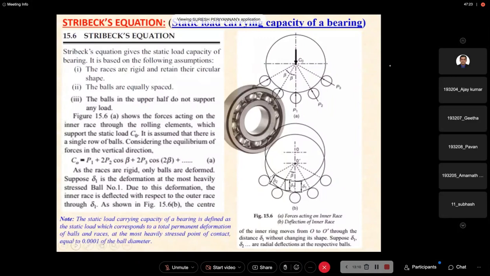Now, which bearing is high rigidity? Line contact bearing or roller contact? I mean, is the roller bearing more rigid or the ball bearing more rigid? Please tell me that. Which bearing is more rigid, roller bearing or ball bearing?